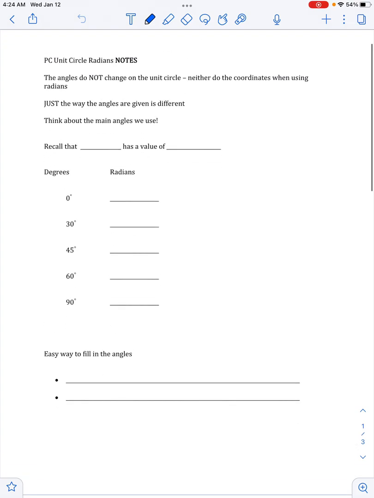I asked Mr. Liberty to make copies of this, so hopefully that happened. If not, I suppose you can take notes on Notability, or you can just watch and learn and be brilliant that way. And then the worksheet is the same worksheet from Monday where we only did the ones that were in degrees. Now you're going to have the ability to do the ones that are radians. You know everything. It's going to be awesome.